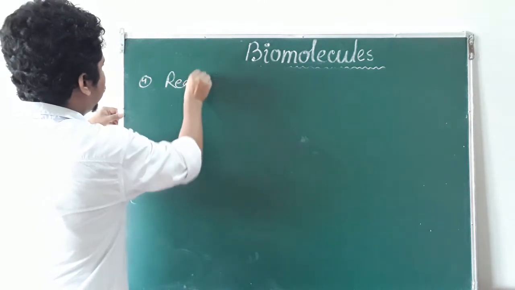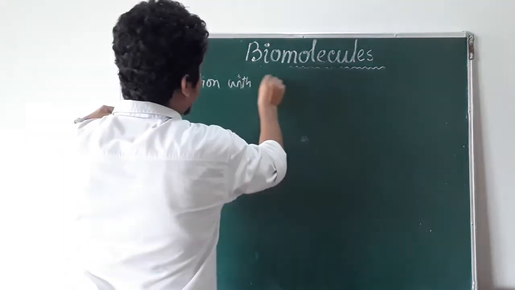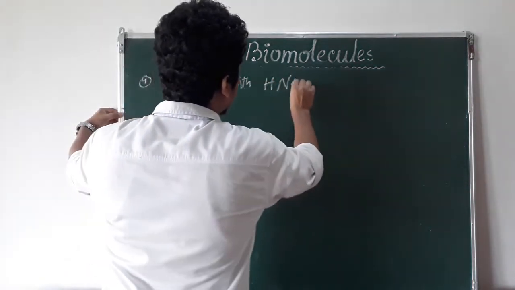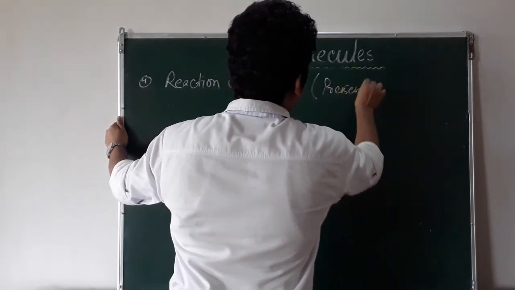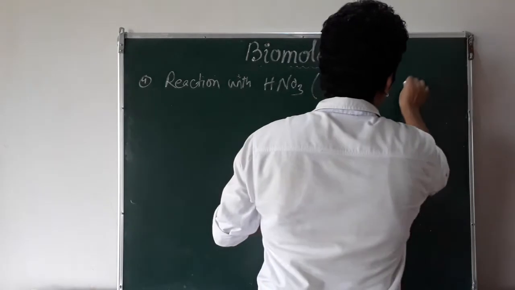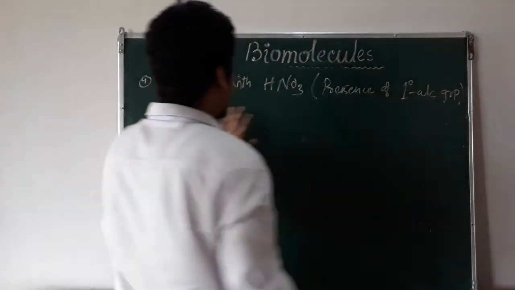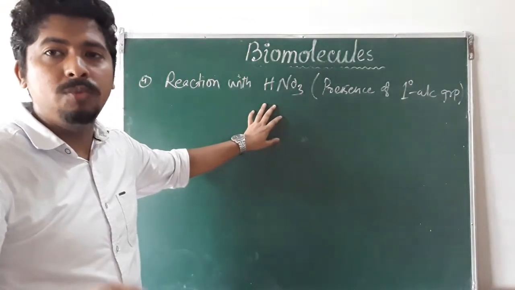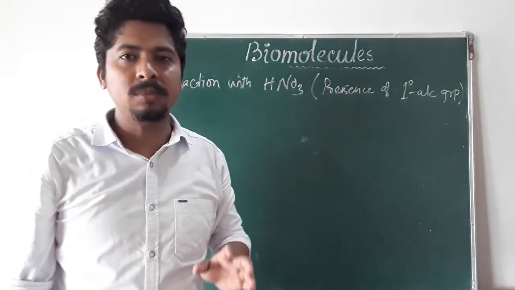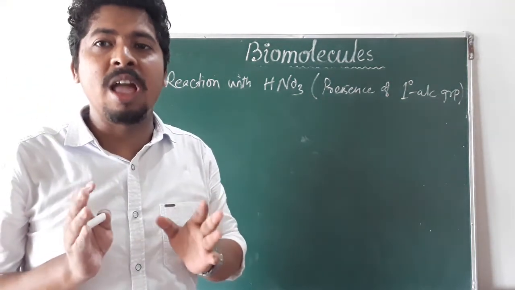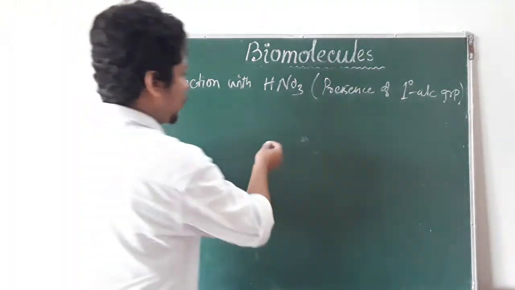Number 4, reaction with HNO3, nitric acid. Here is the presence of a 1 degree alcoholic group. With the help of this test we can confirm the presence of a primary alcoholic group. So, glucose on treatment with nitric acid. Now I am writing the reaction here.